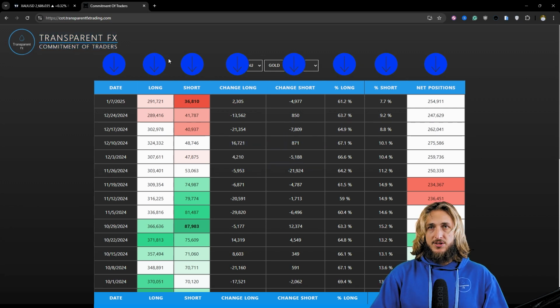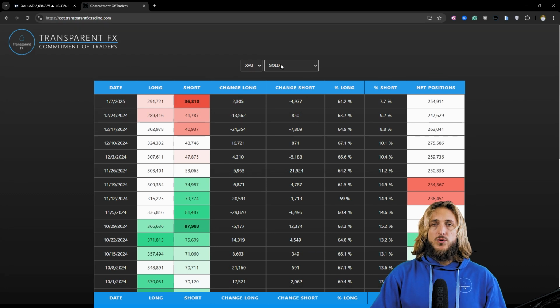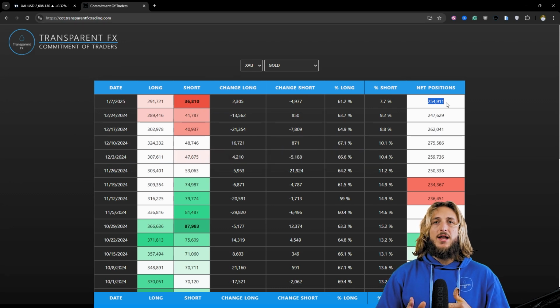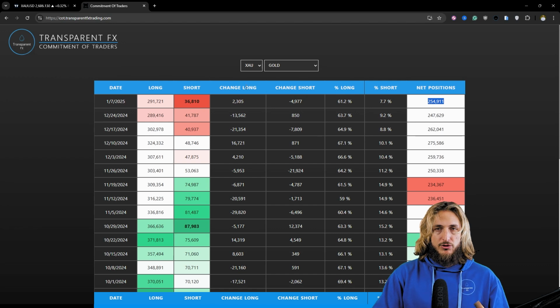So, what are the big players in the market doing? Let's check the data precisely for gold. Now, what we can see here is that with the last reports, we have seen a massive increase of the net positions. We went from 234.3K all the way up to 254.9K net positions.